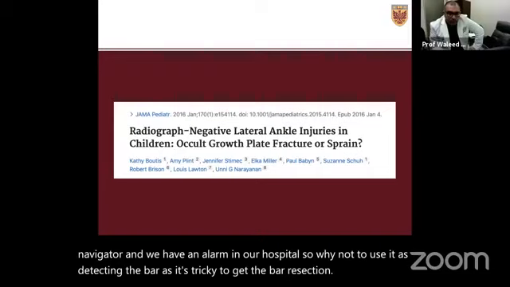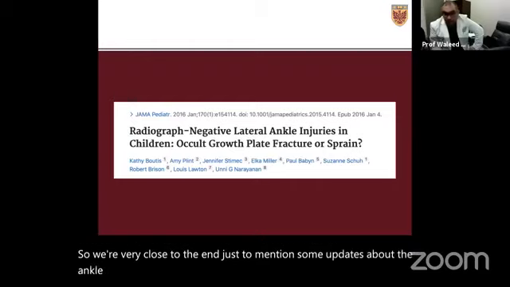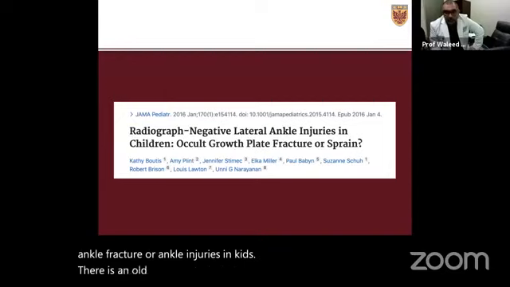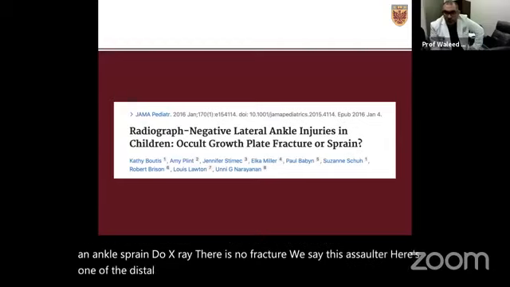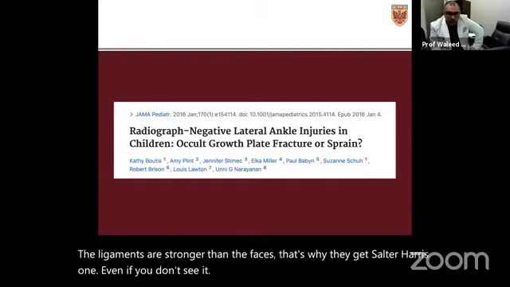So we're very close to the end. Just to mention some updates about ankle fractures, or ankle injuries, in kids. There is an old statement saying kids don't sprain. So you get a child with an ankle sprain, do an X-ray, there is no fracture. We say this is Salter-Harris 1 of the distal fibula or the lateral malleolus, because kids don't sprain, their ligaments are stronger than the physis. That's why they get Salter-Harris 1, even if you don't see it.